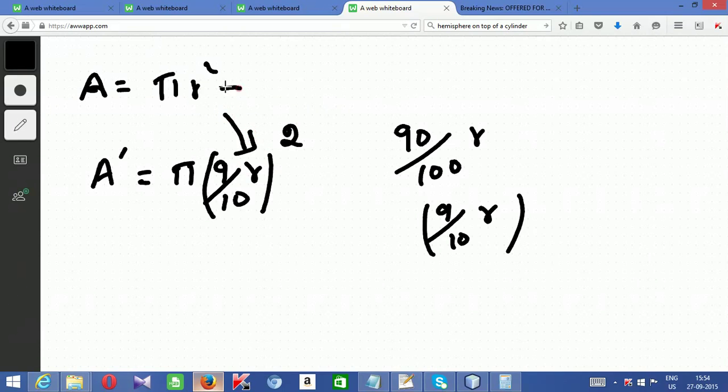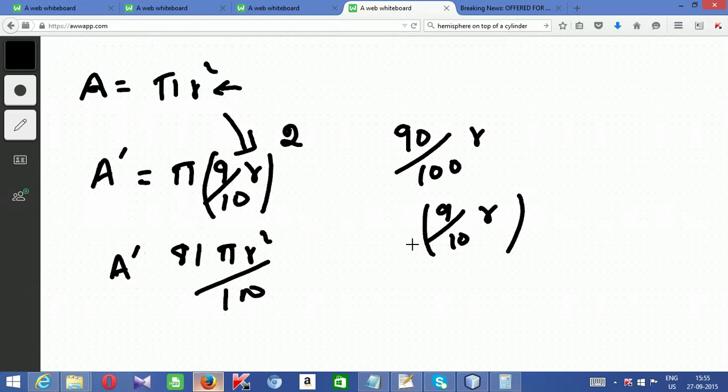So this is your new radius. Normally the original radius is 10 by 10, which is 1, and now the new radius is 90% of that because it is diminished by 10%. That is why I am putting 90 by 100 times r, which is 9 by 10 of r. So this will become 81 pi r square by 100. This is your new area.